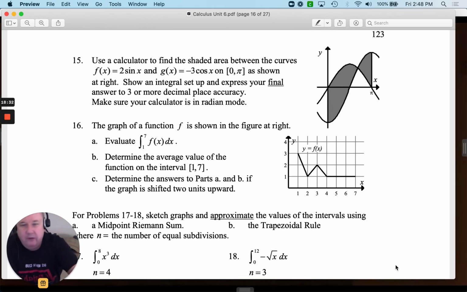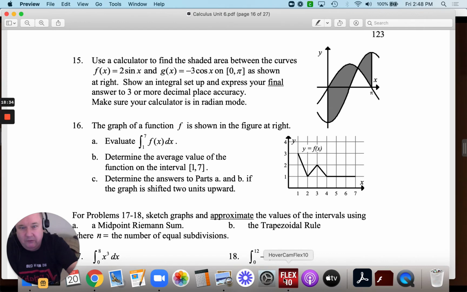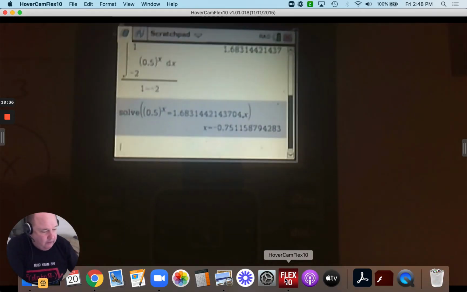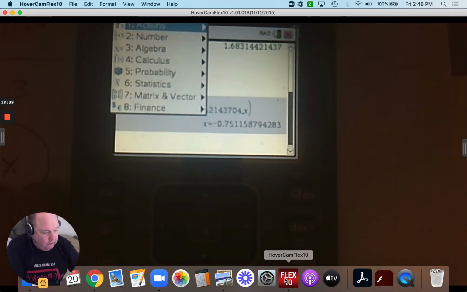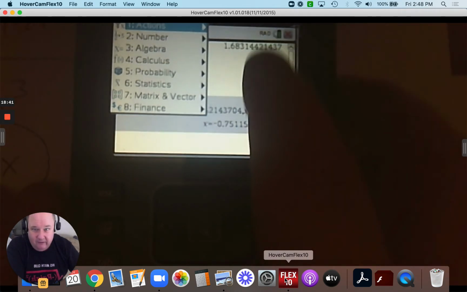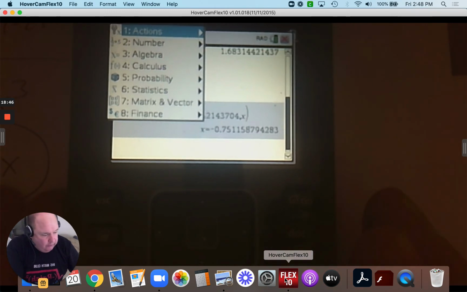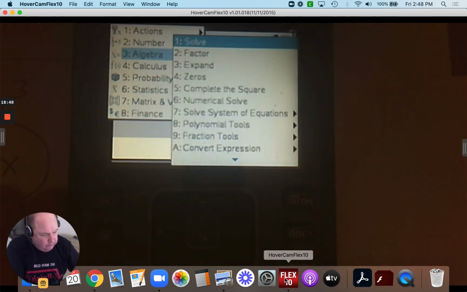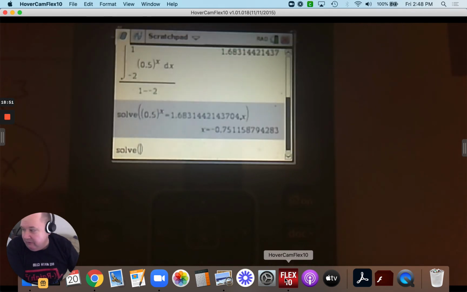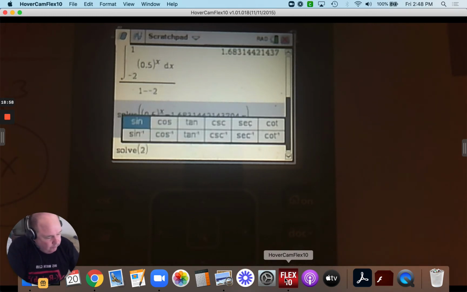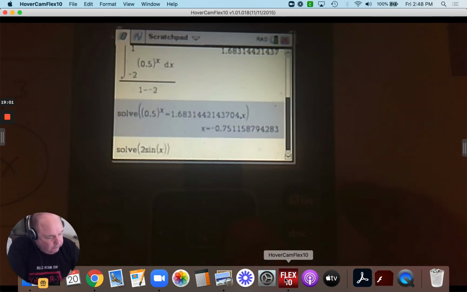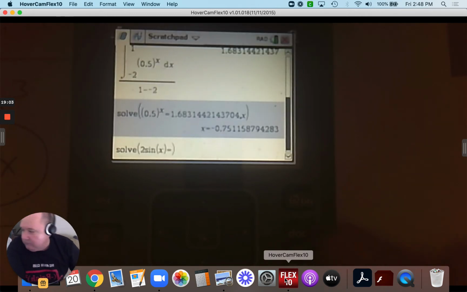All right, I'm going to try to do this to the best of my abilities and show you. So if I want to solve it, I want to go to Menu. I want to go to Solve. Make sure it's in radians. See how it says RAD? So Algebra, then Solve. And I'm going to type them in. So if I type in, it's 2 sine x equals, and on the other side would be negative 3 cosine x.